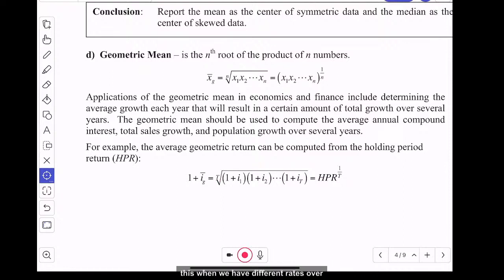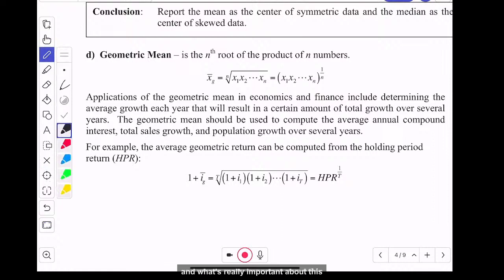We're going to talk about this when we have different rates over time. If you wanted to know the return on an investment after 1 year with one rate, but then the rate changes, then this would be after 2 years with a different rate, up to T different years with T different rates. This would be the accumulation over that period, the holding period of that investment. You could calculate the average by multiplying those and taking the Tth root. This is a geometric average return.